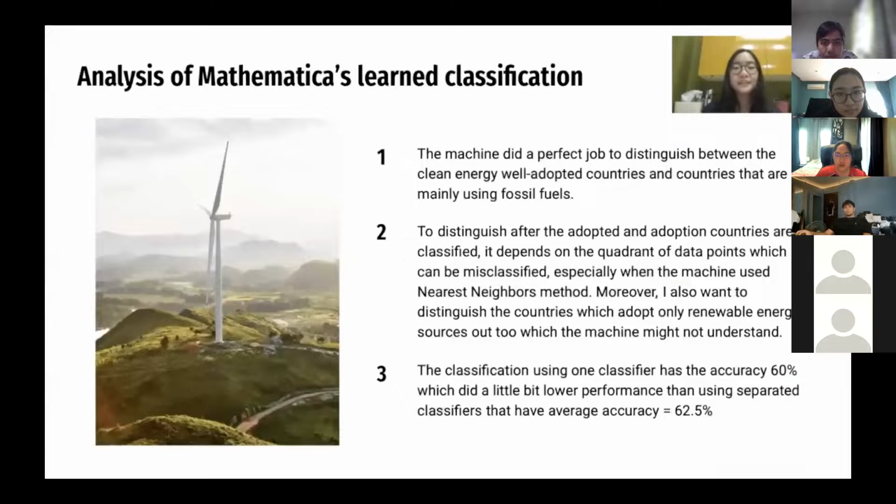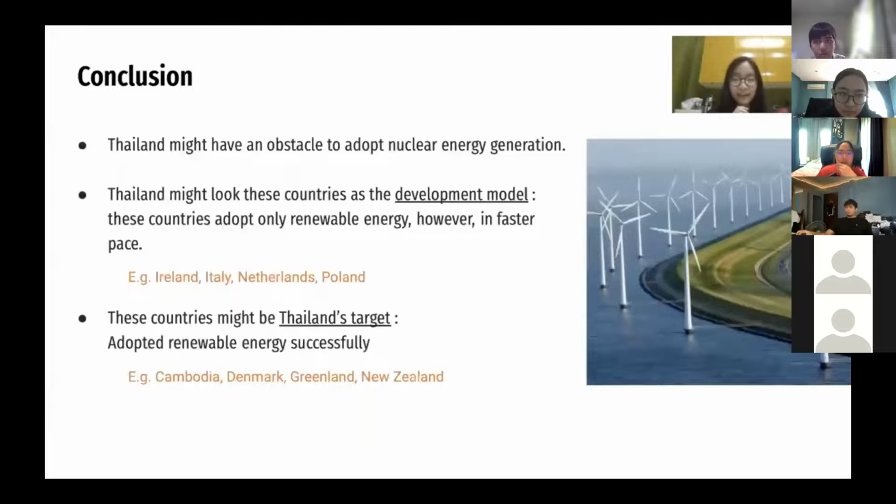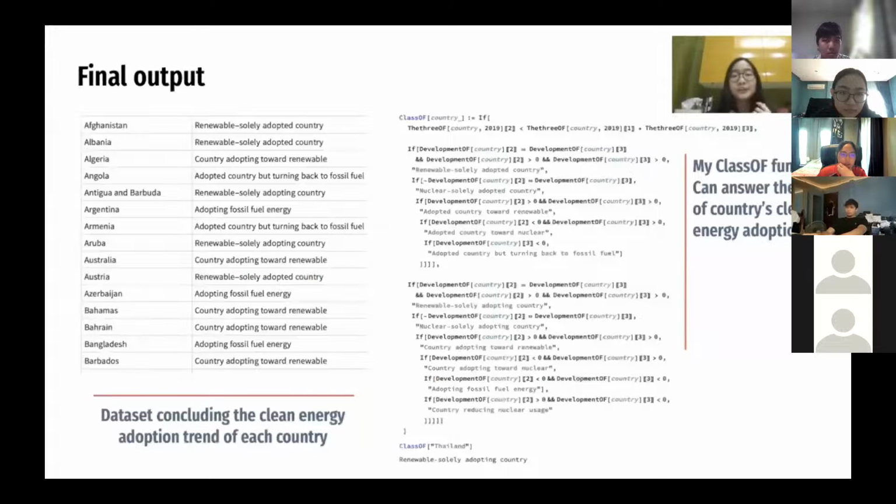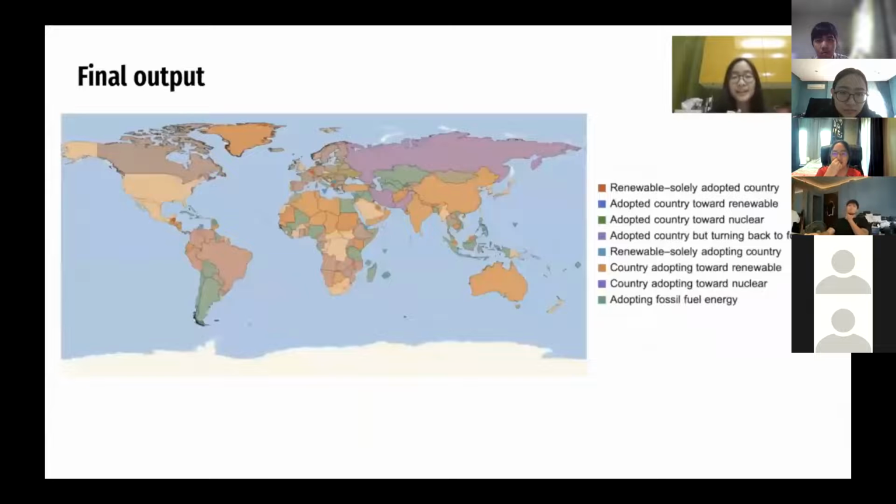From the machine learning performance, I found that it did a perfect job of classifying between adopted and adopting countries. However, classification using slope values has only about 60% accuracy. I think it's because the criteria is the sign of the value and the logic is too complex. Coming to the conclusion, now I can get the appropriate development model for Thailand and also the target for Thailand to achieve, for example, Cambodia, our ASEAN member, which has successfully used mainly clean energy. I finished my job by concluding all countries in the dataset and preparing a function, as well as a plot on the map divided by the classification.